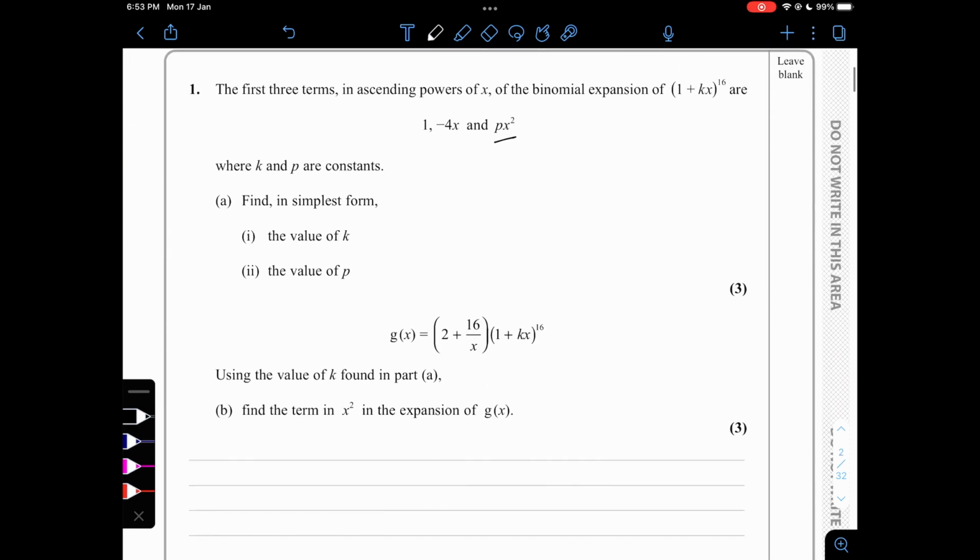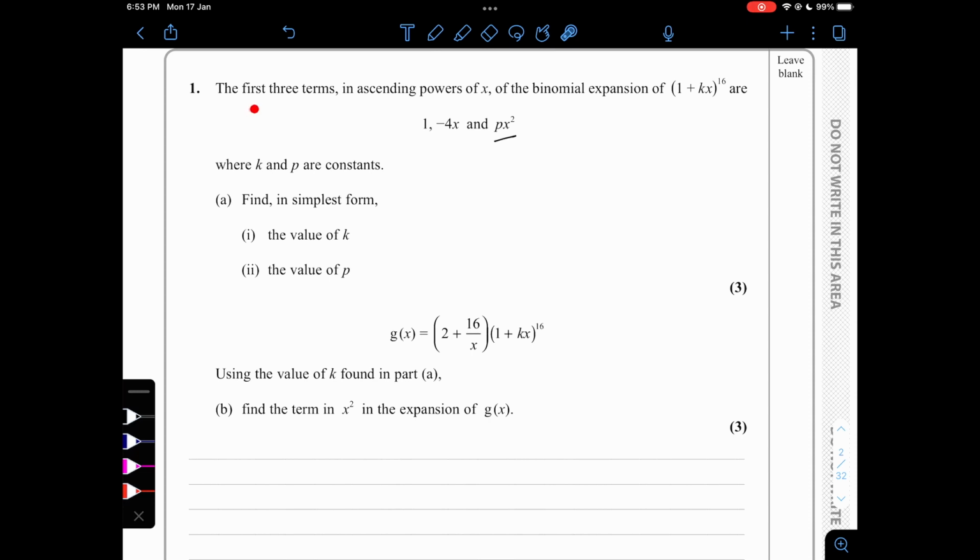So this is question number 1. The first three terms in ascending powers of x of the binomial expansion of (1 + kx)^16 are 1 - 4x + px^2, where k and p are constants. Find in simplest form the value of k and the value of p.